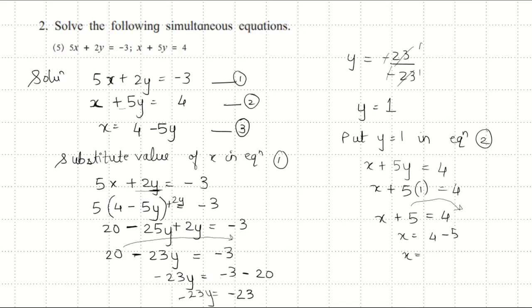x is equal to, plus into minus is minus, 5 minus 4 is 1, but the sign will be of the bigger number, that is minus 1. So the solution is x is equal to minus 1 and y is equal to plus 1.